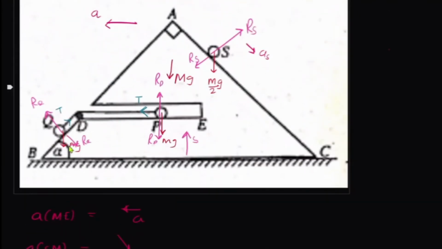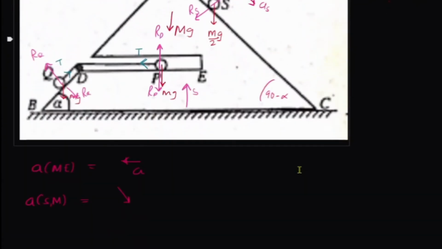No, it's on the wedge, so it's moving relative to the wedge. You need to understand that. In which direction? Downwards. Sorry, this is alpha, and this is 90. This is what? 90 minus alpha. So it's moving with a_s in this direction, at 90 minus alpha.